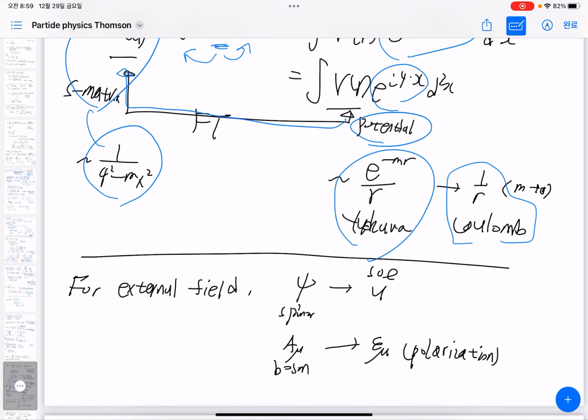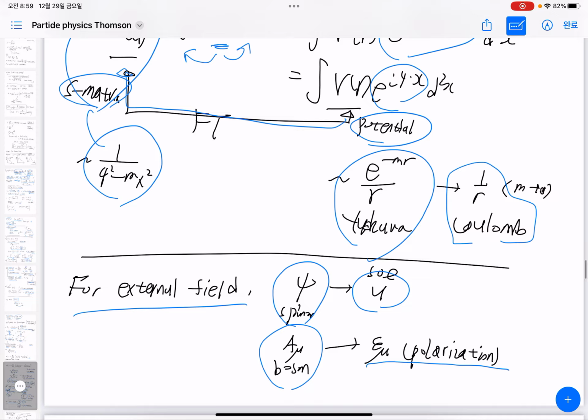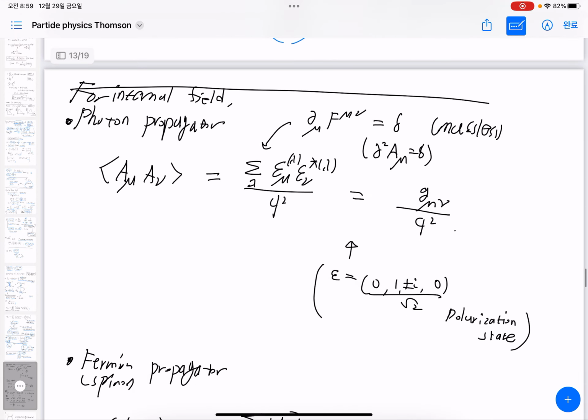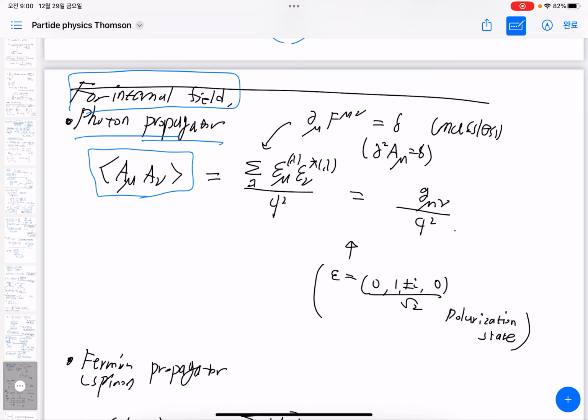For an external field, the spinors contribute to the Feynman diagram and the S matrix as solutions of the Dirac equation. Similarly, the external gauge bosons contribute to the S matrix as polarizations, which are solutions of the equation of motion for the vector field. For an internal field, the propagator term appears. For the photon propagator, it is the two-point correlation function of the photon field.